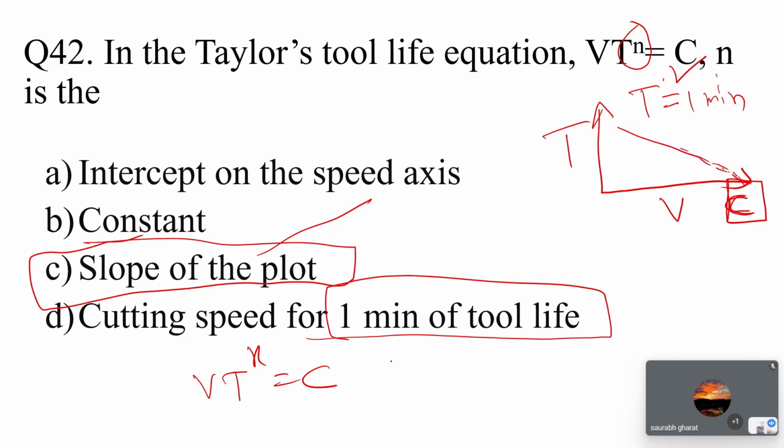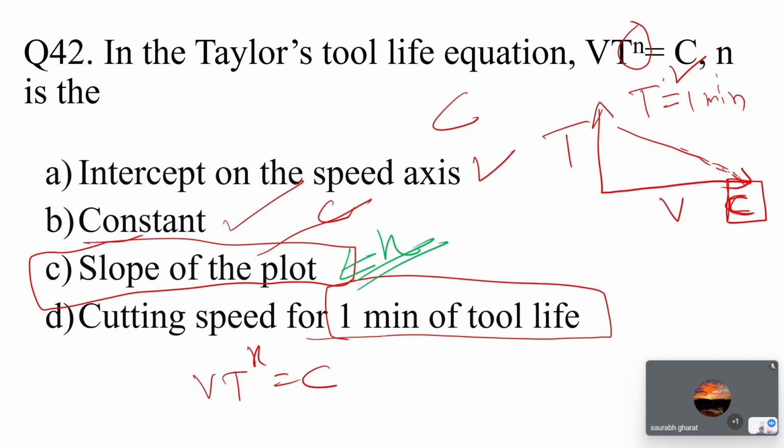Why is it the intercept on the speed axis? It is C actually. This is the theory: this is the constant, then this is correct. These are all for C, and for N, this is the correct answer, which is the slope. And for this, it is C, the intercept on the speed axis, which is called C.